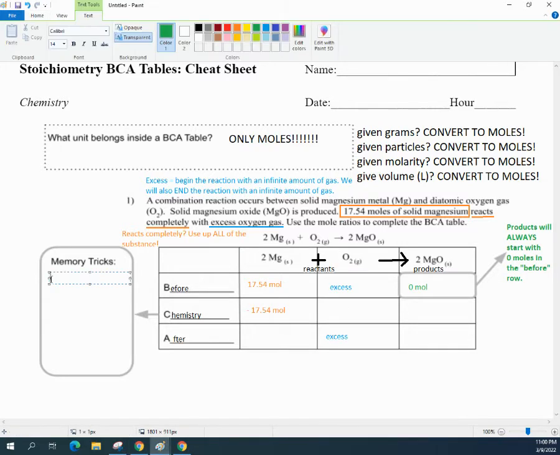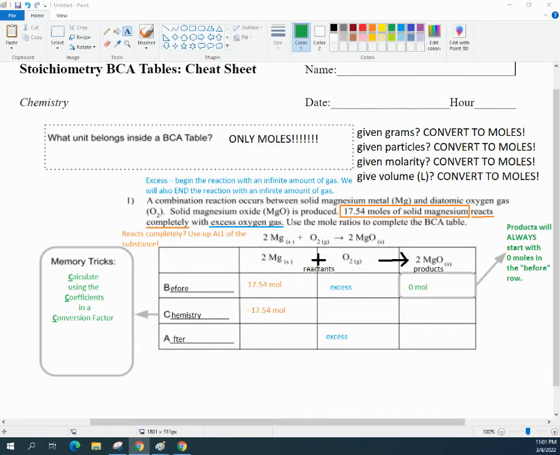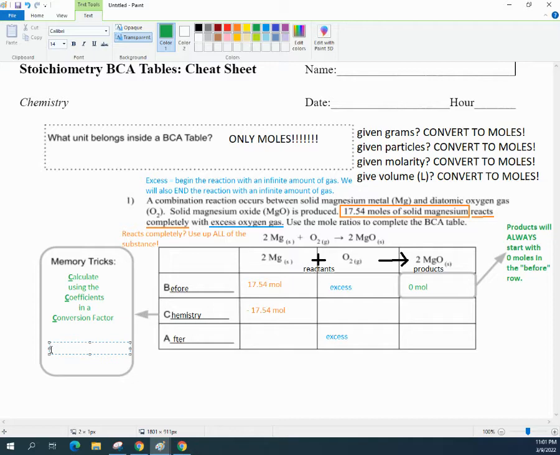A few memory tricks to remember what we're supposed to do with this row. You could say that C stands for chemistry, but you could also say that it stands for calculating using the coefficients in a conversion factor. And just so you know, that conversion factor is going to be the mole ratio. That would be the number of moles of X for the number of moles of Y. This is the conversion factor that we are going to be using.